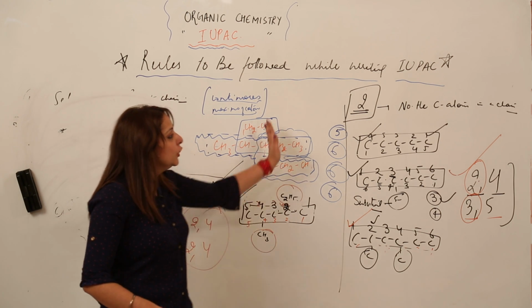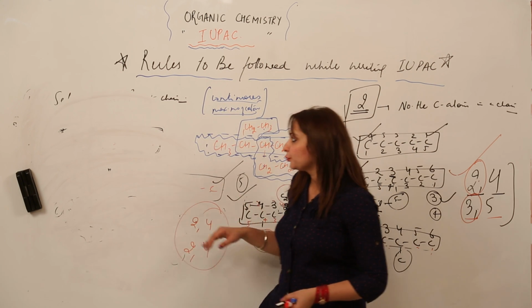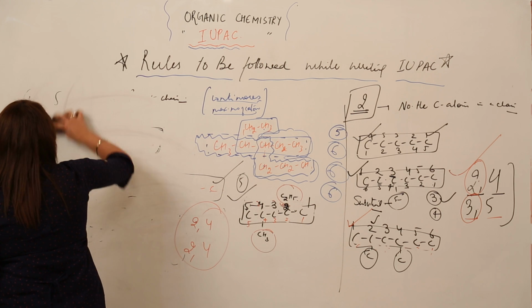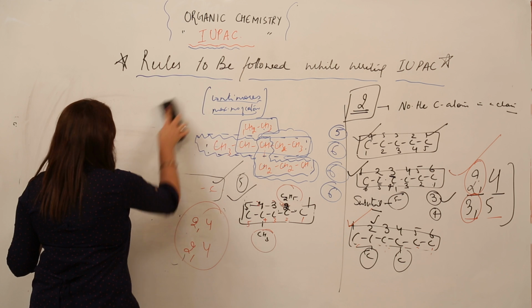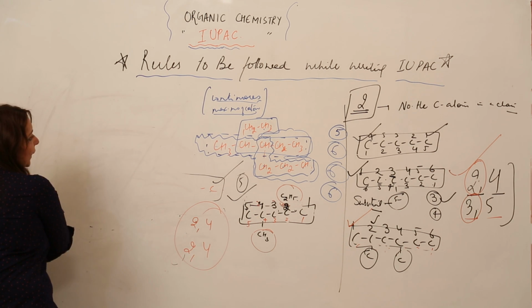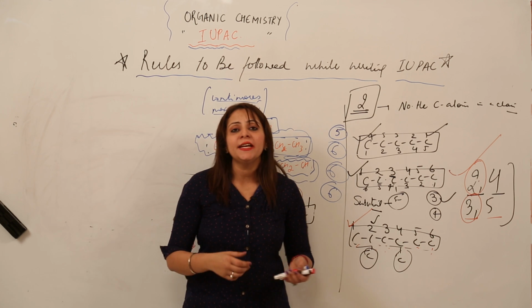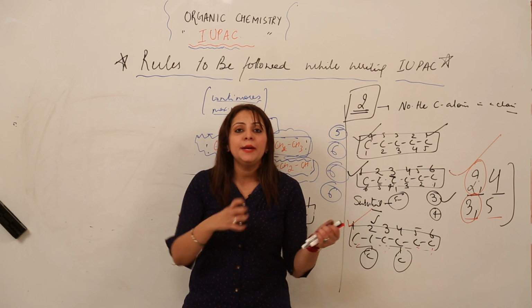So this is how the numbering of carbon atoms in a chain is done, right? Now this is the second rule. Two rules you have already done: one is the selection of a parent chain, and the second is the numbering of a parent chain. So we'll be taking up the third point, how we have to name the compound now.